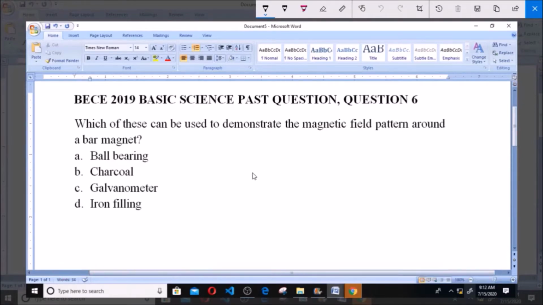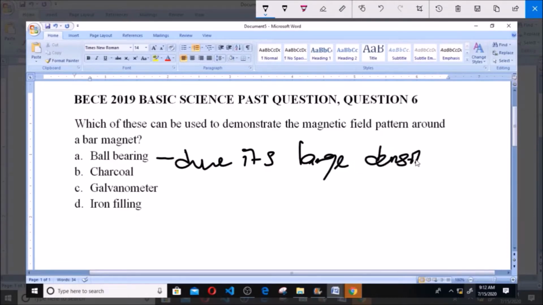Now I want us to take the options one after the other. Now A says ball bearing. I want you to understand that a ball bearing is also a metal, but due to its large density, it cannot be used to demonstrate the magnetic field pattern. Let's assume this magnetic field is actually weak. You will notice that it won't be able to reflect on this ball bearing.